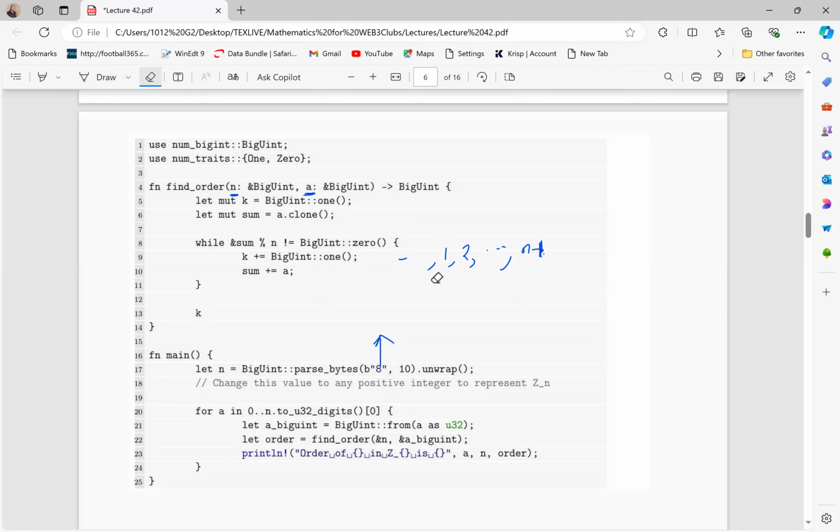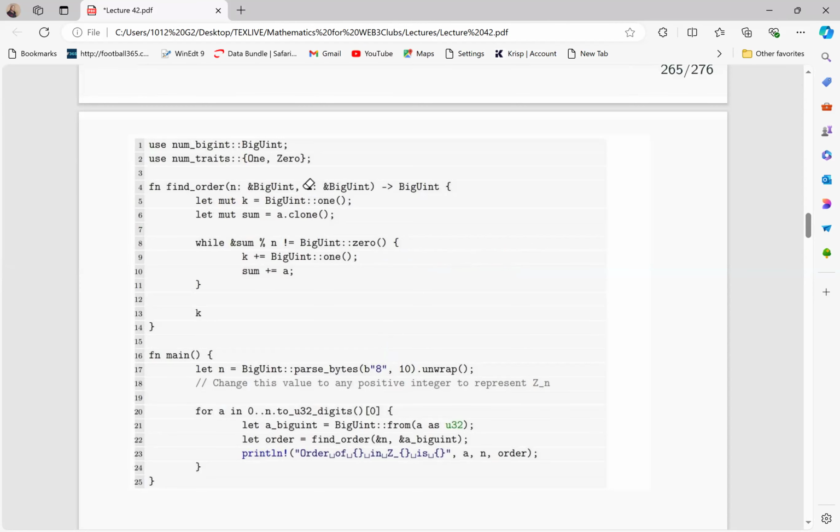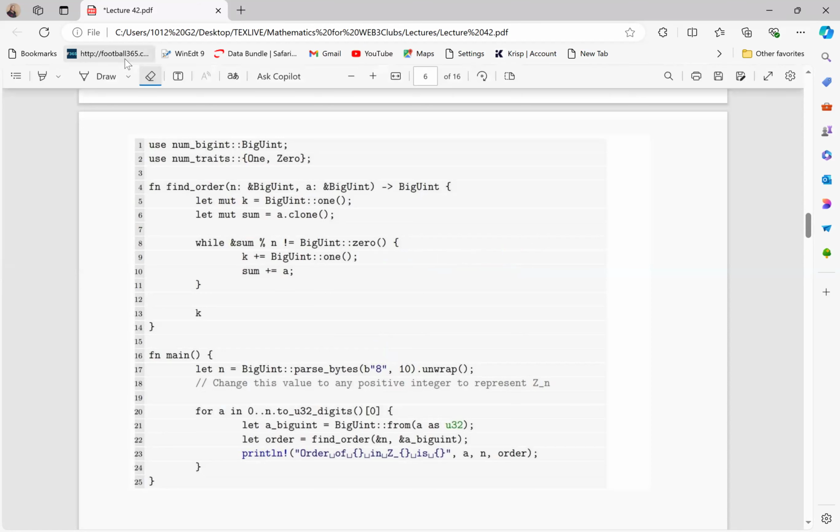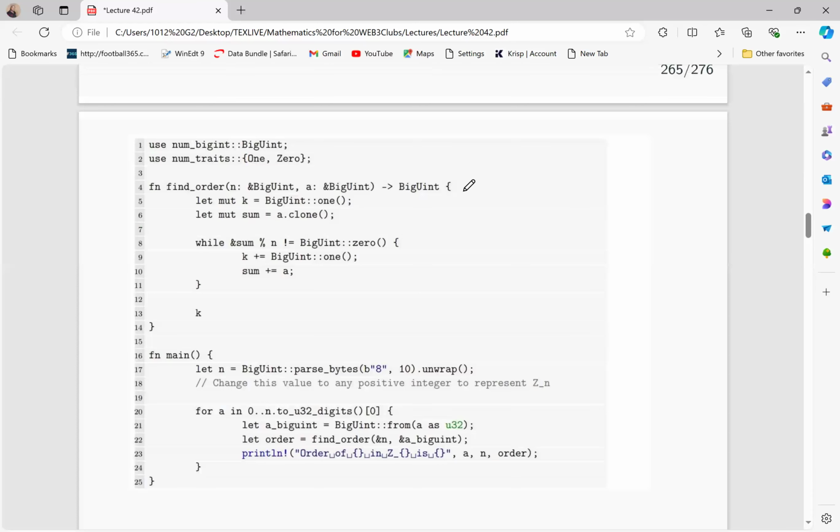So now, you can write a code that just gives you the order of a specific number, where you just input the N and the A, and then it gives you the order of A. But for me, I wanted it to give me the order of all elements of that group. Now, what is happening here? Of course, you begin from this part, the main function.